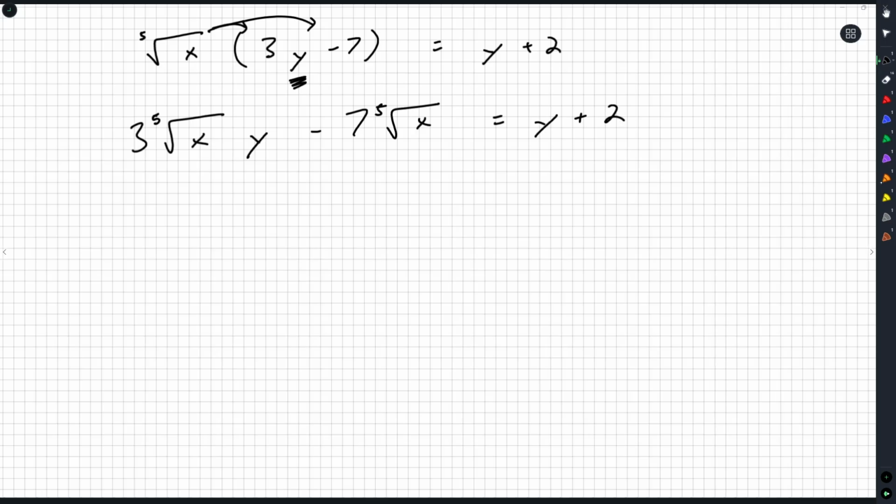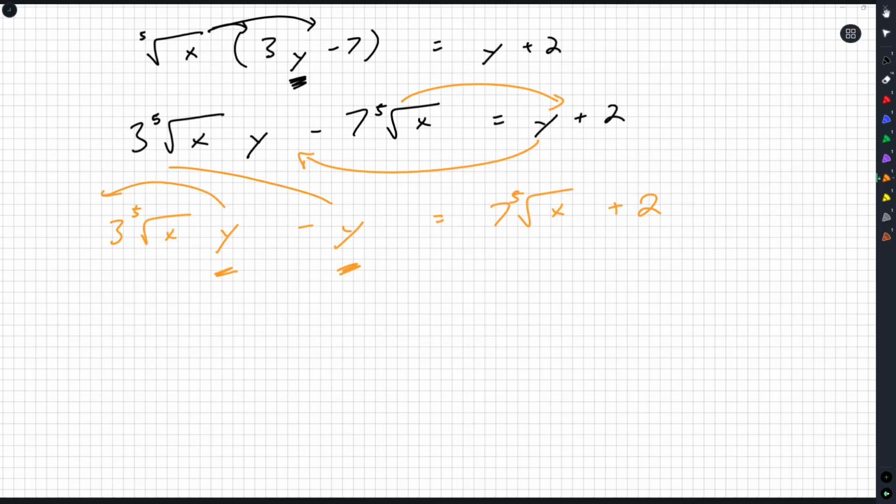And then here's the plan. We're going to get all the y's onto one side and everything involving x onto the other. So we'll have 3 times the 5th root of x times y minus y equals, and then we'll have 7 times the 5th root of x, just bringing that to the other side because it's got no y's, plus 2. Well, now all the y's are together on one side, and what we can do is factor them out. So we'll have a y here. Now we had 3 times the 5th root of x here, and then we only had 1 y, so we divide by y, you'll be left with 1 here.